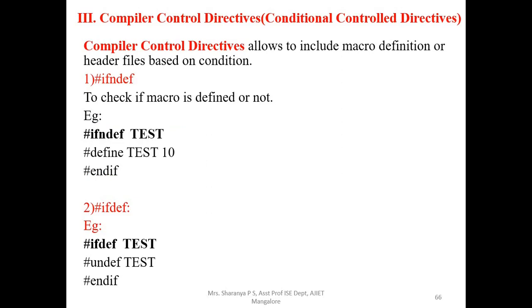The next type of macro is the compiler control directives. Here the compiler controls the directives and allows including some definitions and header files based on a condition. The first one is ifndef. It is used to check if the macro is defined or not. We can use this as ifndef, and test is the name that we are defining. Hash define test 10, and 10 is the value stored now. And endif terminates this.